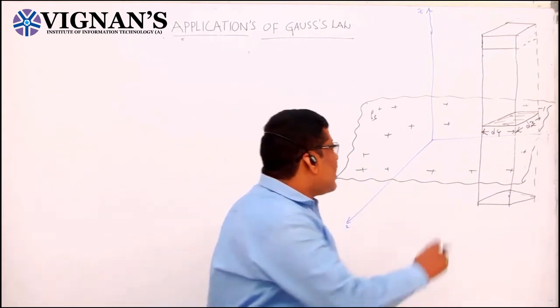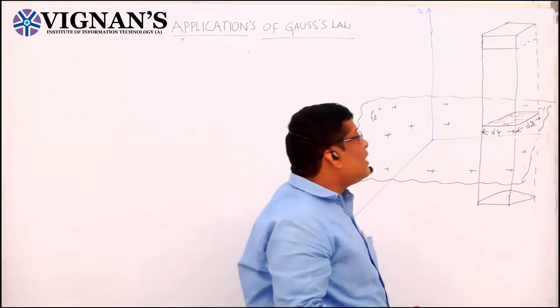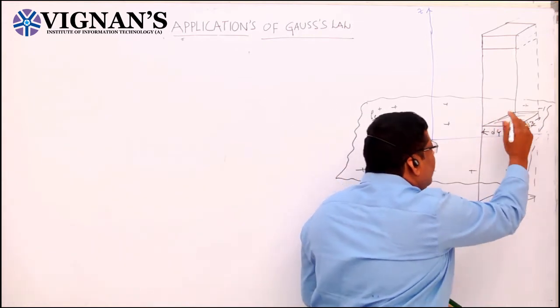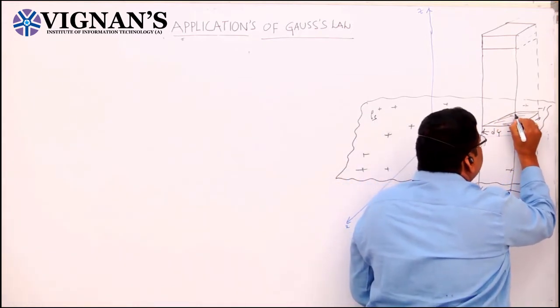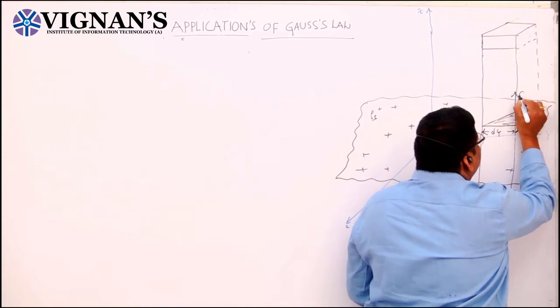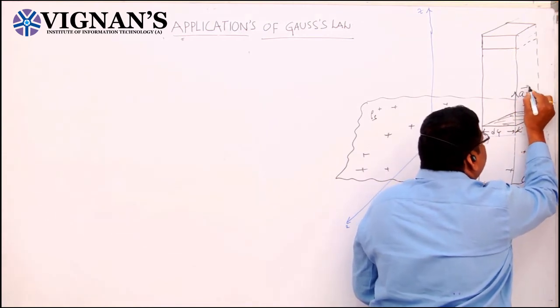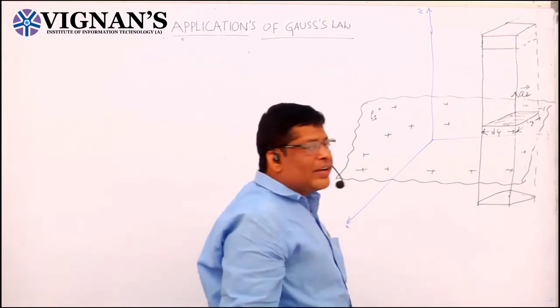Now, what is the direction of this surface? That is perpendicular to this area, in this direction, and the unit vector is a z bar.